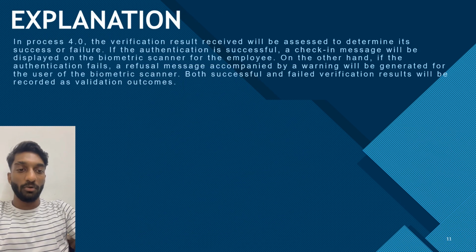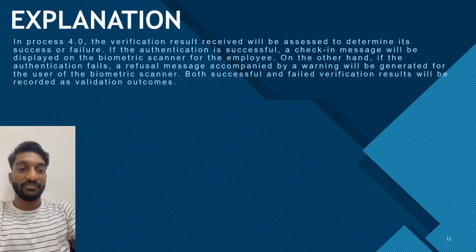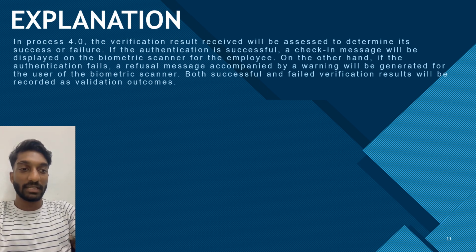In process 4.0, the verification result received will be assessed to determine its success or failure. If the authentication is successful, a check-in message will be displayed on the biometric scanner for the employee. On the other hand, if the authentication fails, a refusal message accompanied by a warning will be generated for the user of the biometric scanner. Both successful and failed verification results will be recorded as validation outcome.